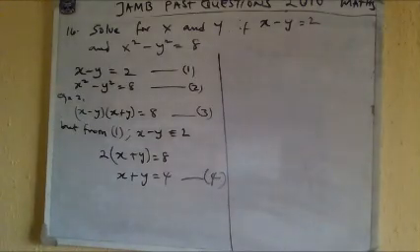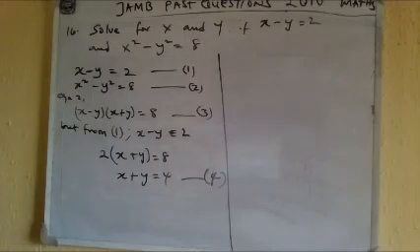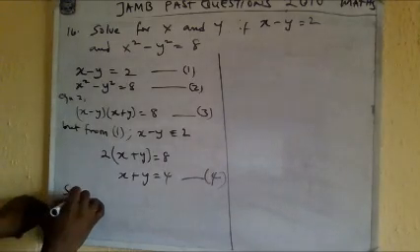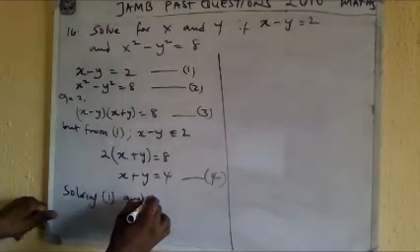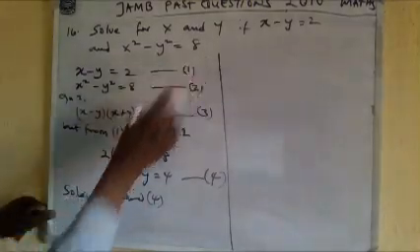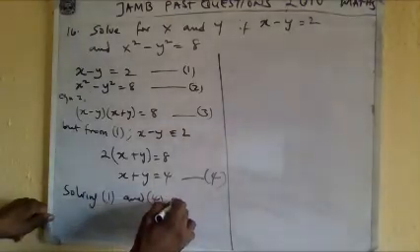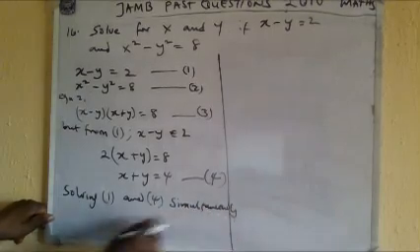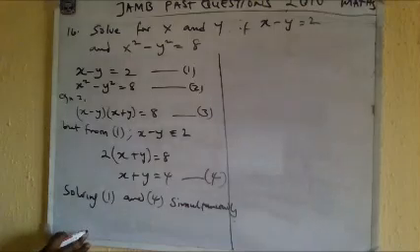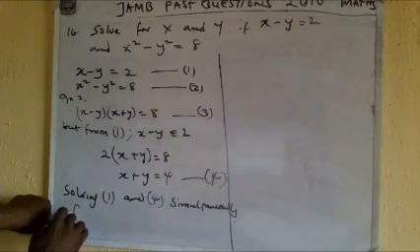From equation 2, I have broken down equation 4 like this. I'm going to solve 1 and 4 simultaneously. So, solving 1 and 4, where 1 is equation 1 and 4 is equation 4. I can now say, from 1, I want to use substitution.